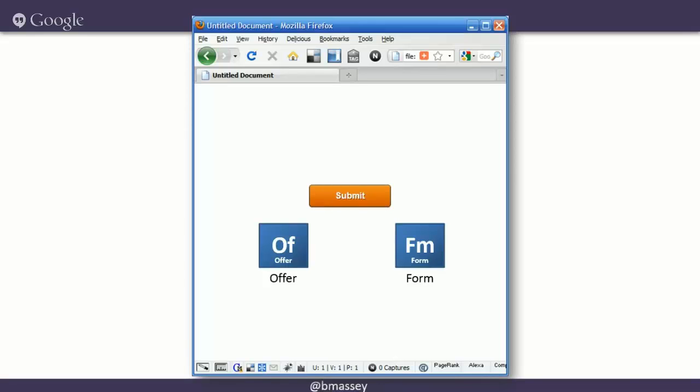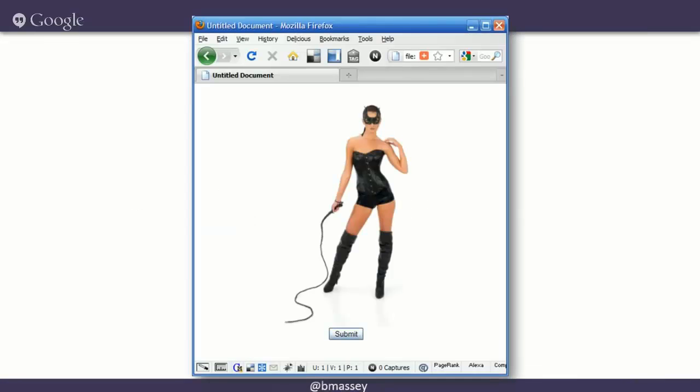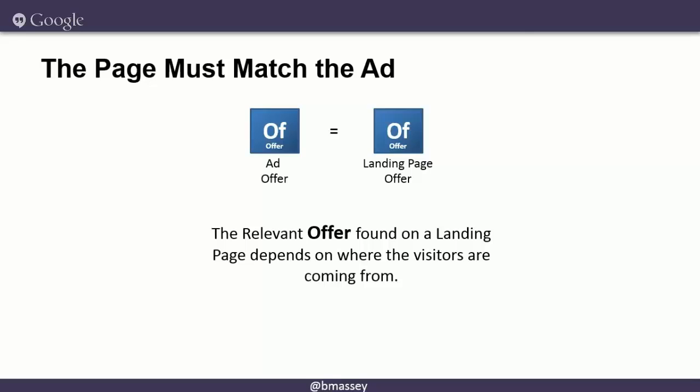And we should be done now, right? Well, maybe not. A better offer than submit would certainly help. We found that as an offer, submit really only works in the marketplace of the dominatrix, in which submit is actually what you are trying to buy. Other than this, we really do need to come up with a better offer than that.